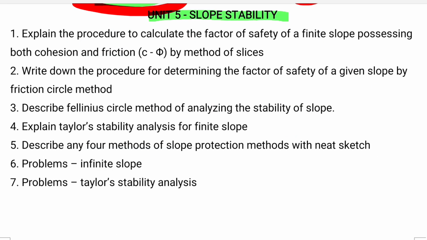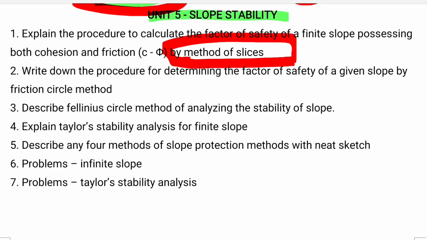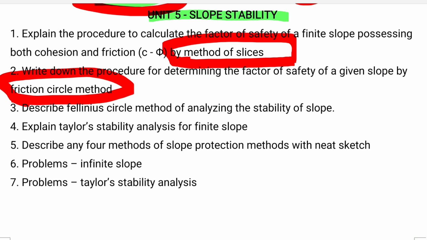So the next unit is slope stability. In slope stability, we have 2 types of slope, that is finite slope and infinite slope. According to this, any 1 question will come on the finite slope methods, and another 1 question will come under infinite slope. In my point of view, the infinite slope is the easiest one compared to the finite slope. Okay, so the first question: calculate the factor of safety of the finite slope by the method of slices. This question is very important. Then the next question is the procedure to determine the factor of safety of a given slope by the friction circle method. The friction circle method is also a very important question.